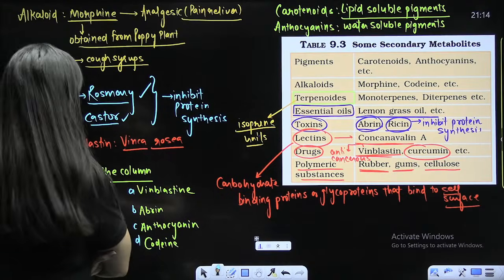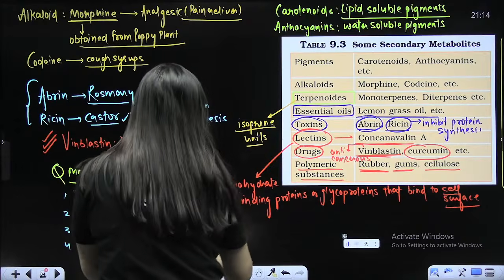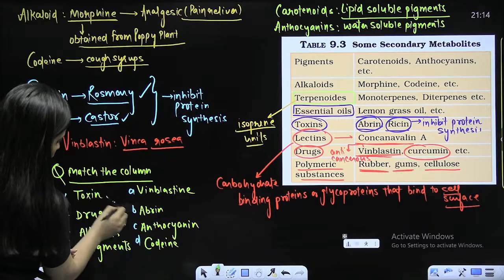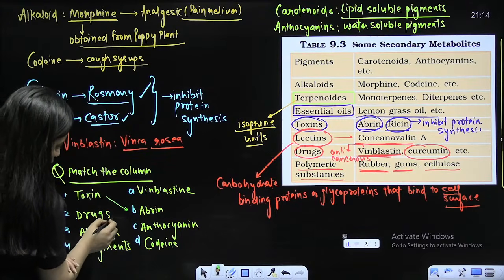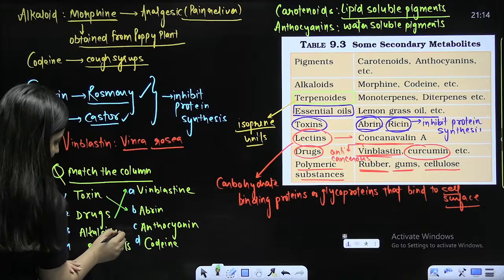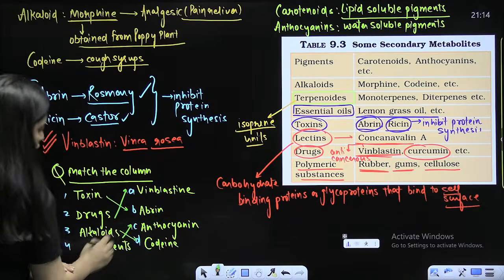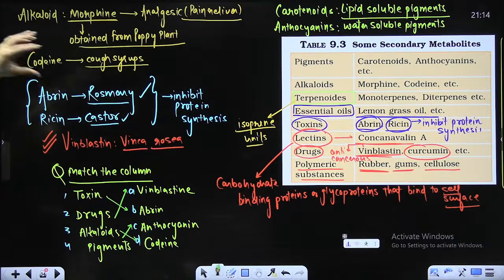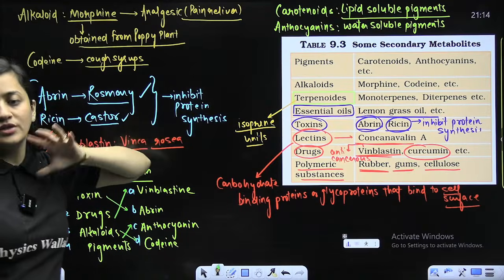Yes, so you know that. How can we match it? I'm not giving you the option. You can simply tell me toxin will go with heparin, the drug will go with vinblastine, alkaloid with codeine, and pigment will be anthocyanin. Anthocyanin is a water soluble pigment. Carotenoids are lipid soluble pigments. So that's how you have to decode the NCERT.